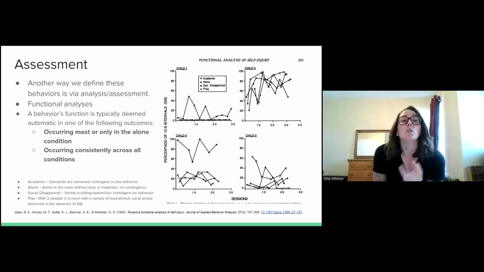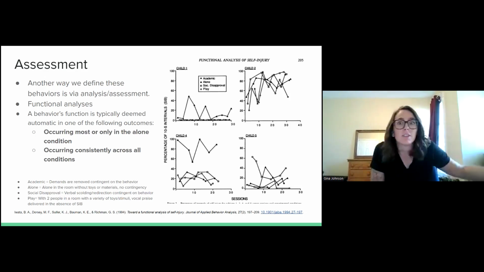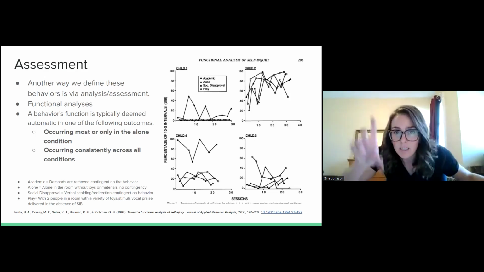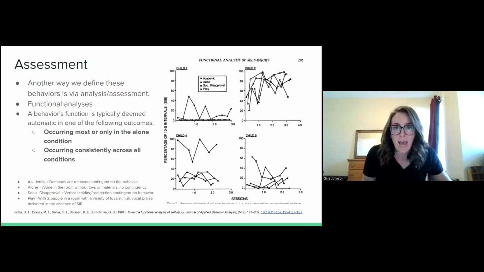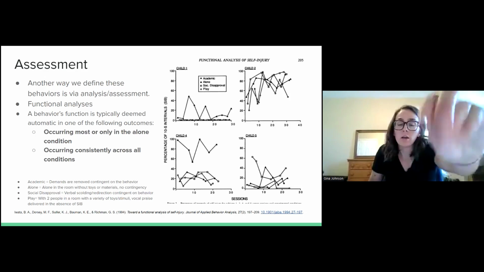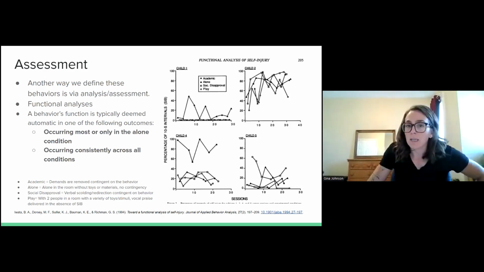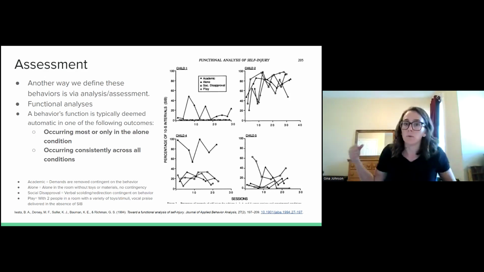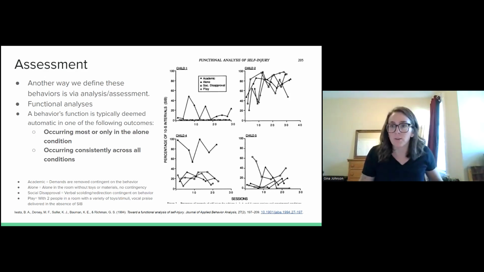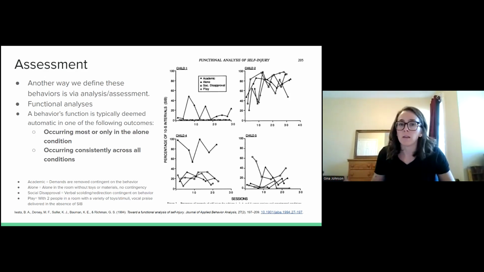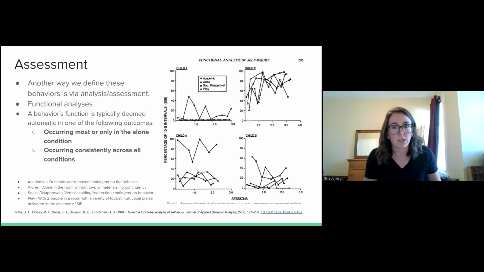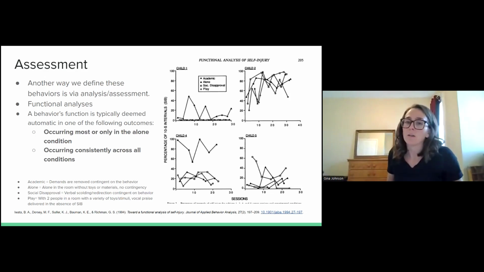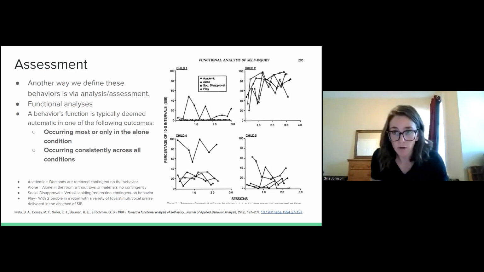So I just wanted to review how we as a science came to be able to determine functions at all, right? So we have those 4 conditions listed there. You see academic, alone, social disapproval, and play. In that first condition in the upper left, demands were placed and then removed when the behavior occurred. So they were reinforced by the removal of demands. So that child number 1, you see that the behavior is not happening in any of those other conditions except when demands were placed and then removed. So that is our escape function.